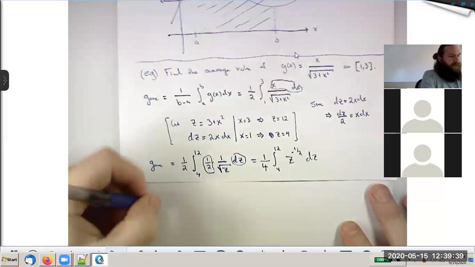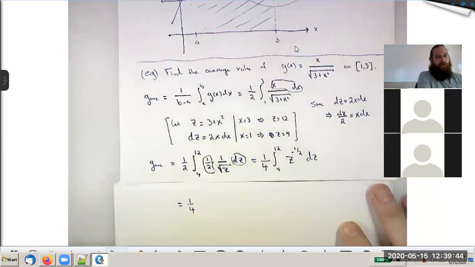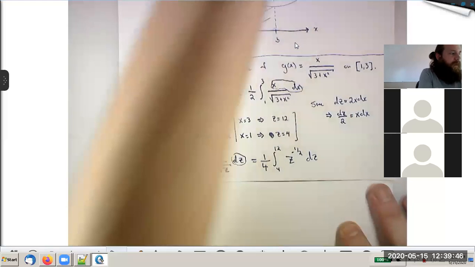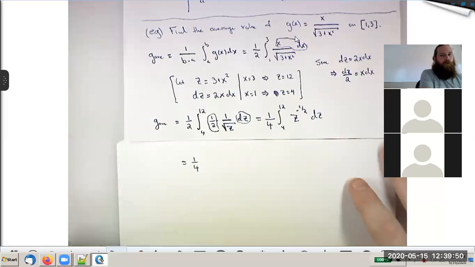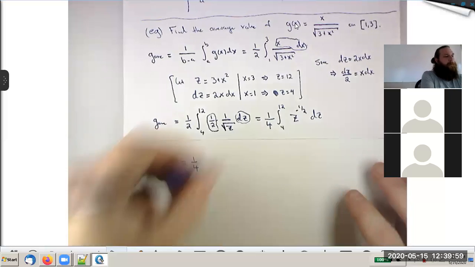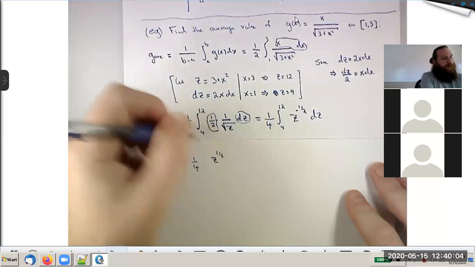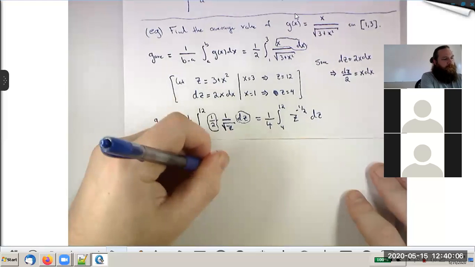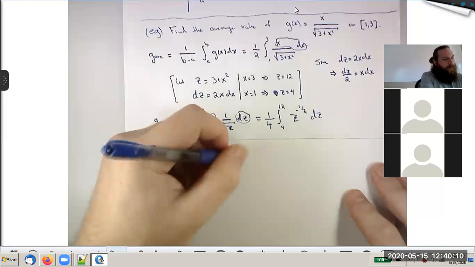I've got g average is equal to 1/4 times the integral of z to the negative 1/2. When I antiderive z to the negative 1/2, I'm going to use the power rule. So I'll add 1 to that power and then divide by that new power. Negative 1/2 plus 1 is positive 1/2. So that's z to the 1/2, and then I'm going to divide by 1/2. And that's my antiderivative, so it gets evaluated from 4 to 12.